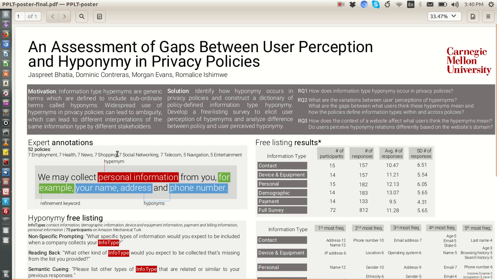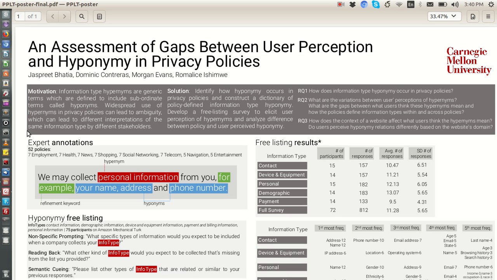The motivation for this project was we were trying to analyze information type hyponyms. These are generic terms which are defined to include subordinate terms, called hyponymy. Widespread use of these hyponyms in privacy policies can lead to ambiguity, which can lead to different interpretations of the same information type by different stakeholders.